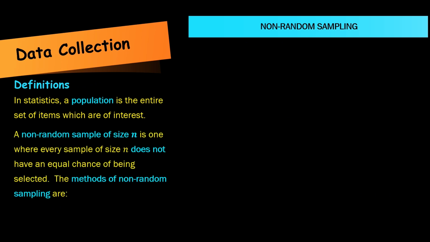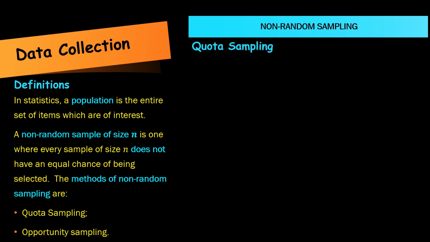We will now take a look at non-random sampling. A non-random sample of size n is one where every sample of size n does not have an equal chance of being selected. The methods of non-random sampling are quota sampling and opportunity sampling. Let's take a look at quota sampling first.